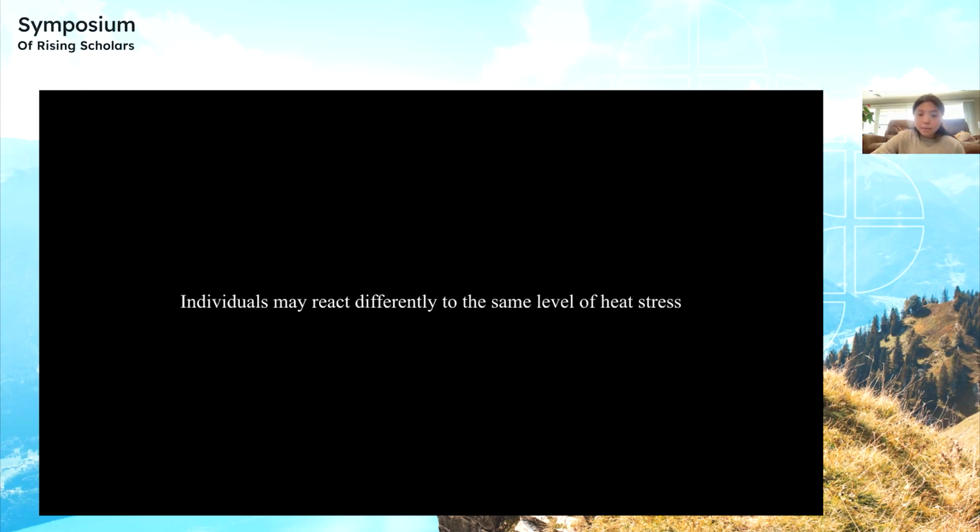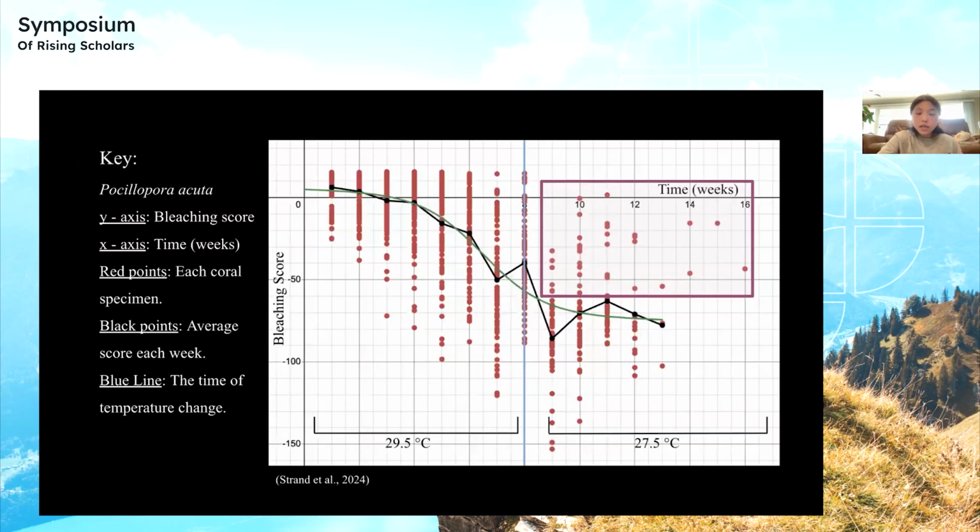And so take, for example, this graph. Each red point here is a single coral specimen of a coral species known as Pocillopora acuta. The experiment which this graph is taken from monitors the stress response when all these coral specimens are exposed to heat stress. And the x-axis is the duration, where this experiment was on for a period of 16 weeks. And the y-axis is the bleaching score, which is a measure of the intensity of bleaching, and the lower the bleaching score is, the more bleached the coral is.